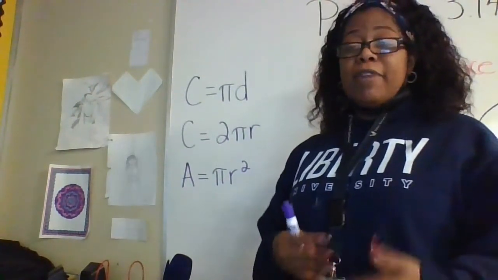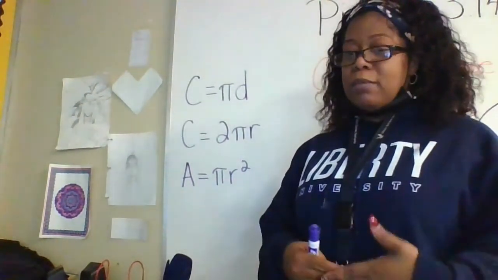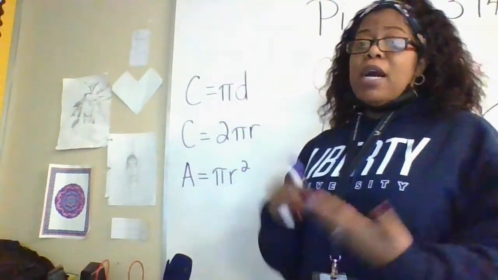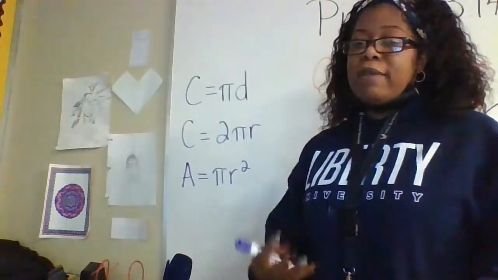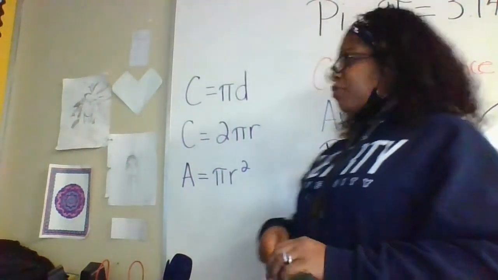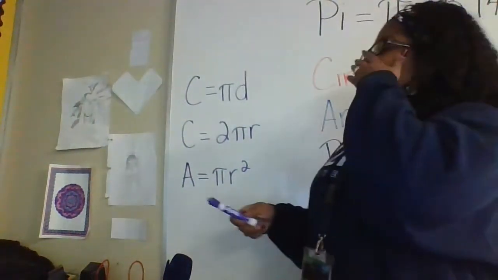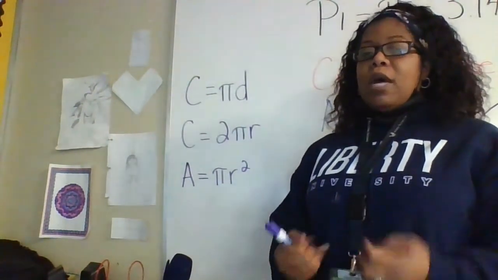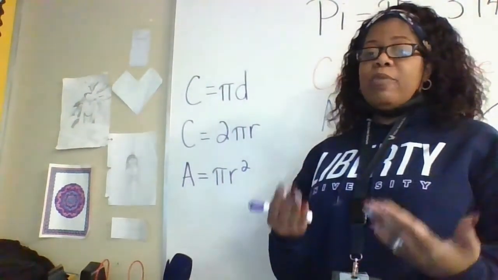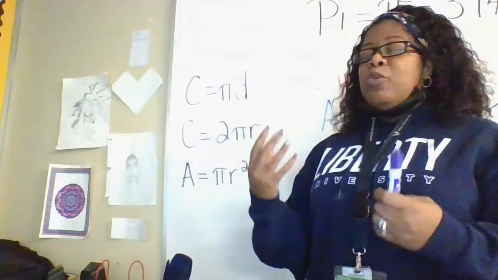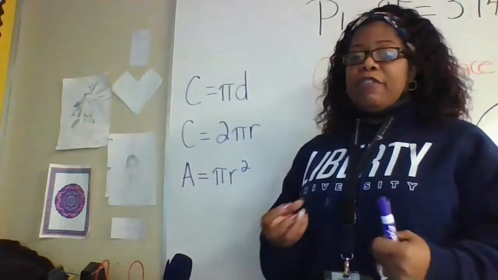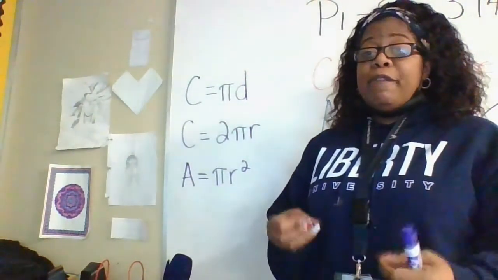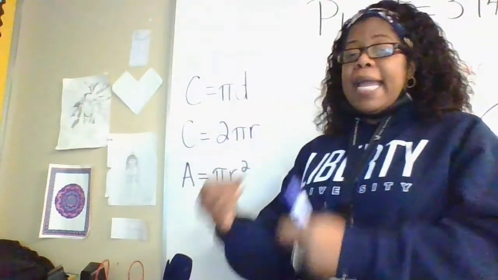So if you did not write them down when we talked about it in class, please make sure that you are recording all of this somewhere in your notes so that you have something to study, okay? So when we talk about calculating the circumference of a circle, there's two ways that we can do this. You are going to be provided information. One piece of information that you could be provided is the diameter.